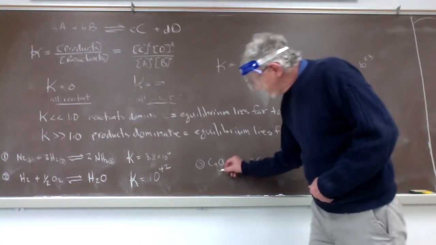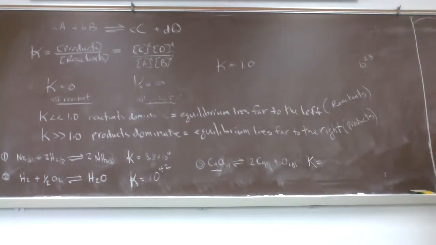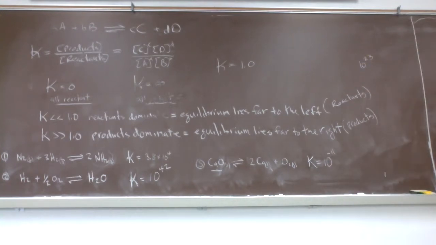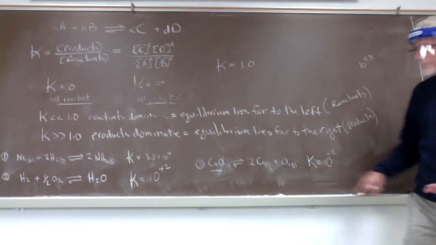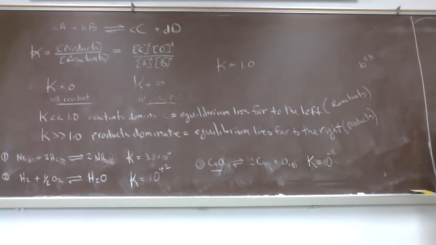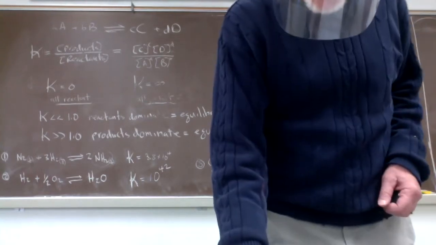All right, here's a third example. Calcium oxide decomposes into calcium and oxygen, and the equilibrium constant for this is 10 to the negative 11. So at equilibrium, where does the equilibrium lie? Towards reactants or product? Reactants, right? It's shifted far to the left. At equilibrium, you're going to have a lot of calcium oxide and very little calcium or oxygen gas. So that's that stuff.